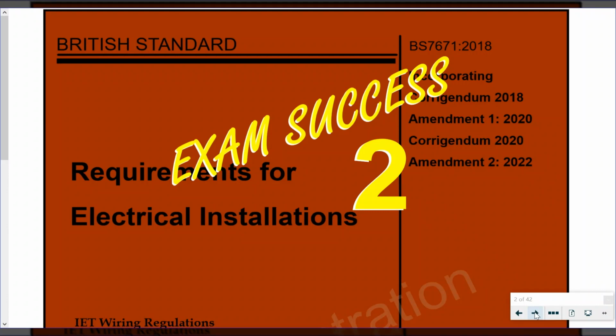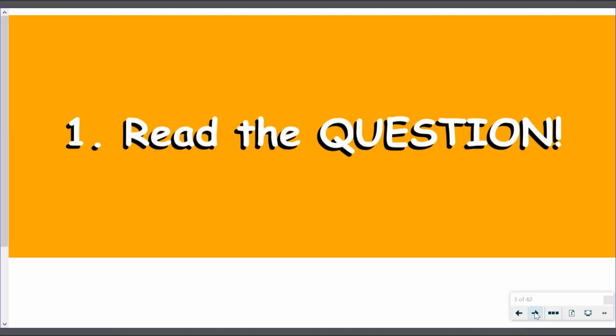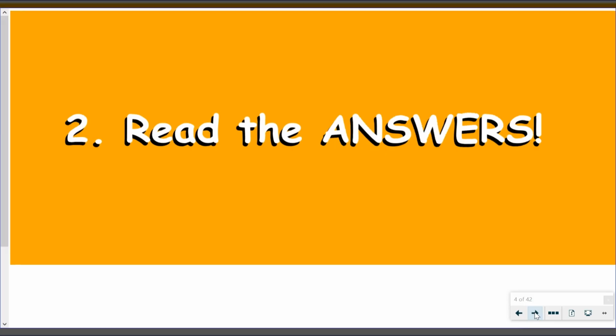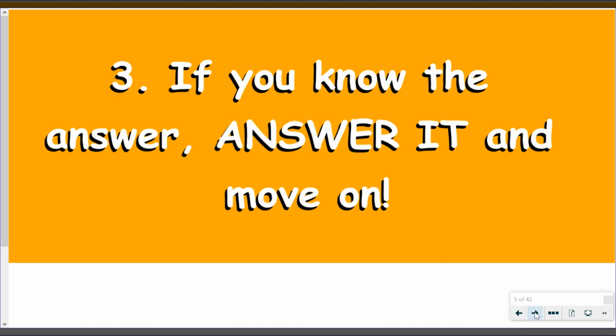So this is questions 11 through 20 in your sample paper in your folder, guys. Remember, read the question, read the answer. If you know the answer, answer it and move on. If you're 80% sure, answer it, move on. Before you move on, flag it, okay?